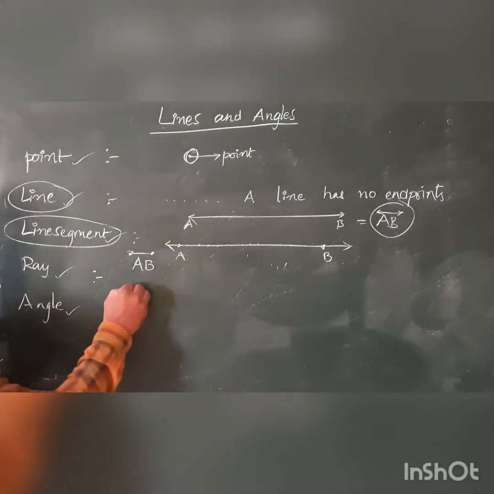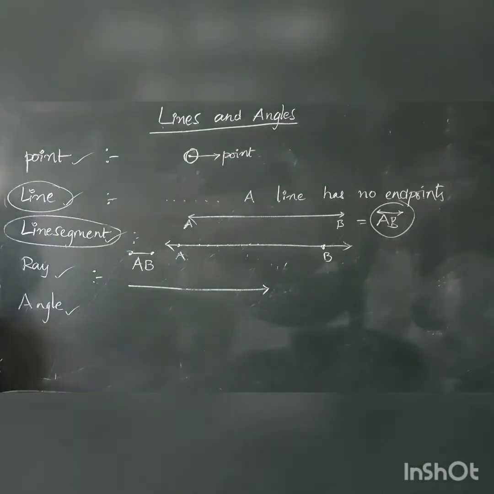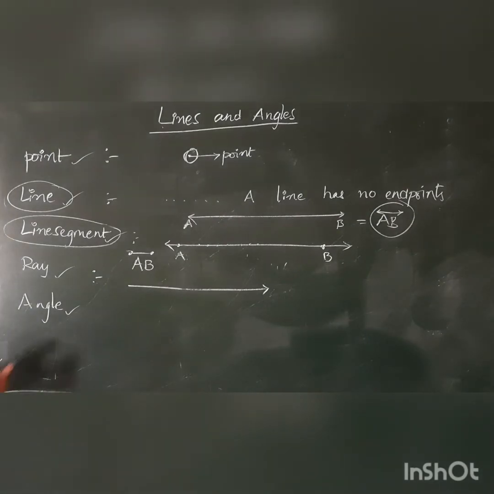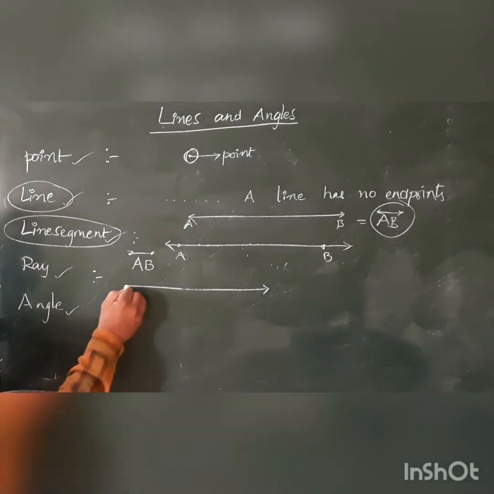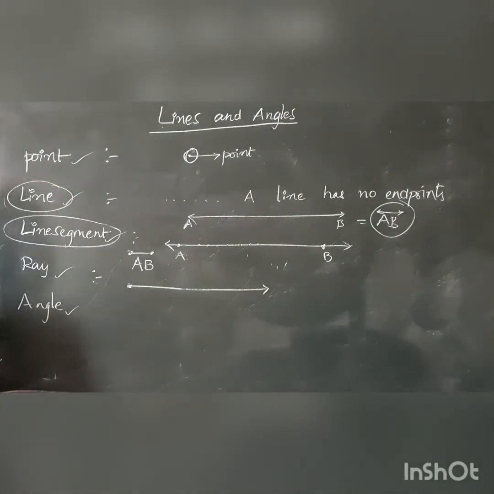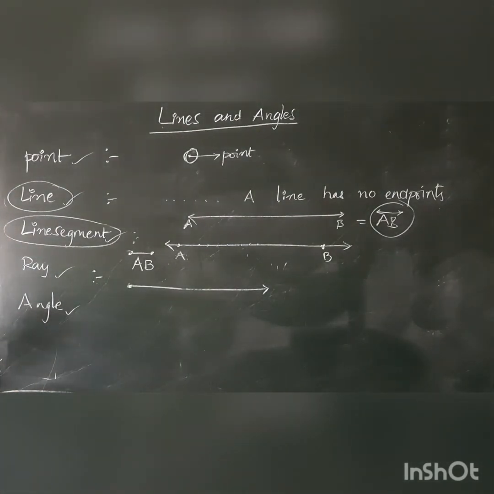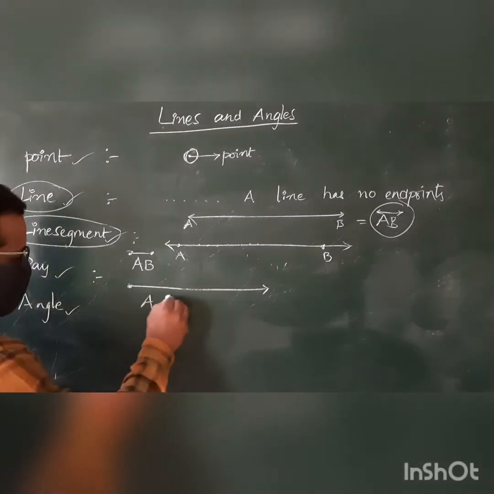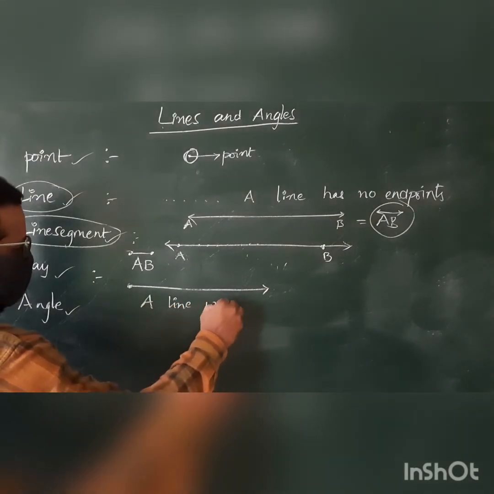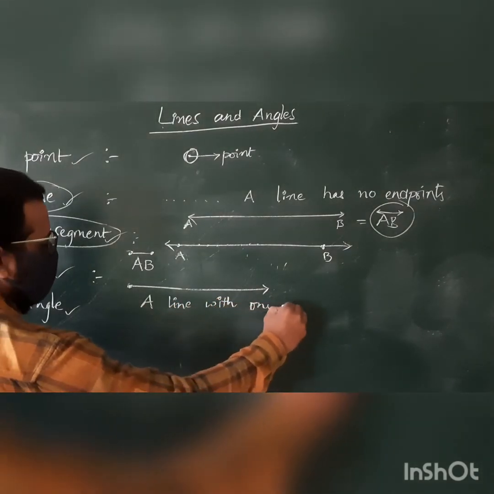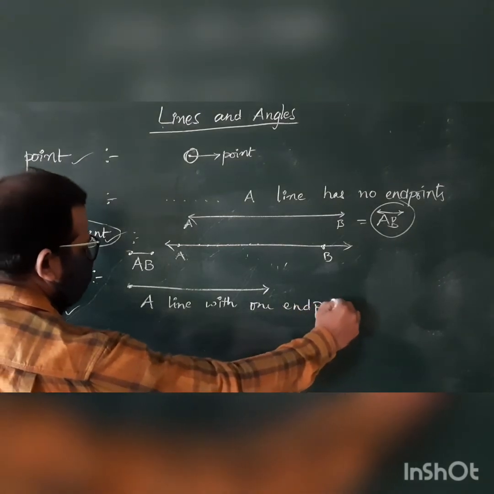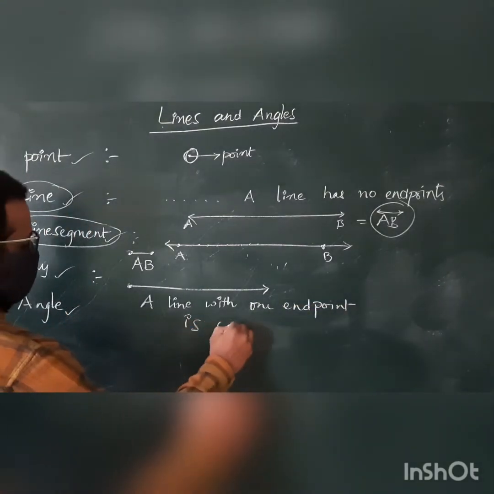Okay. Now what about ray? A ray is similar to the line, but the only difference is, in a line both the ends have no end point. But coming to the ray, we can see one end point. A ray has one end point. A line with one end point is called a ray.